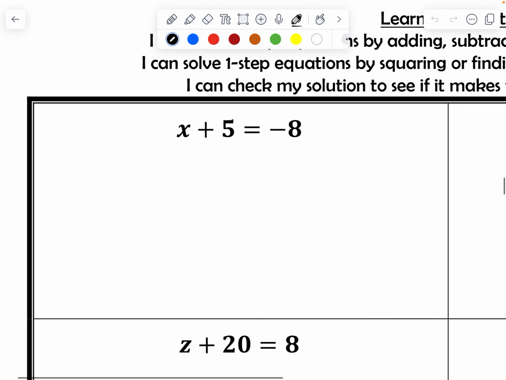So on this first problem, we have x plus 5 equals negative 8. We want to get the x by itself. We want to isolate the variable. And to do that, we have to do inverse operations.